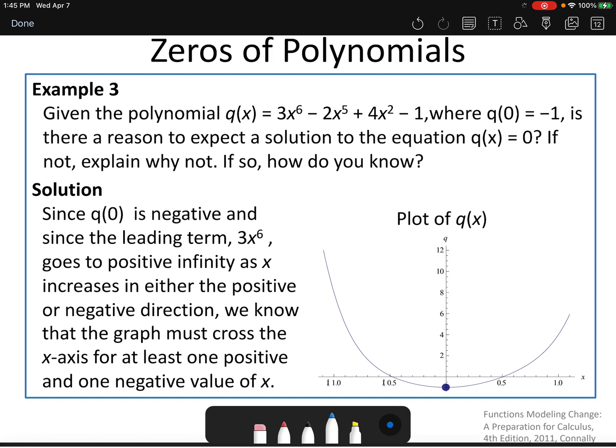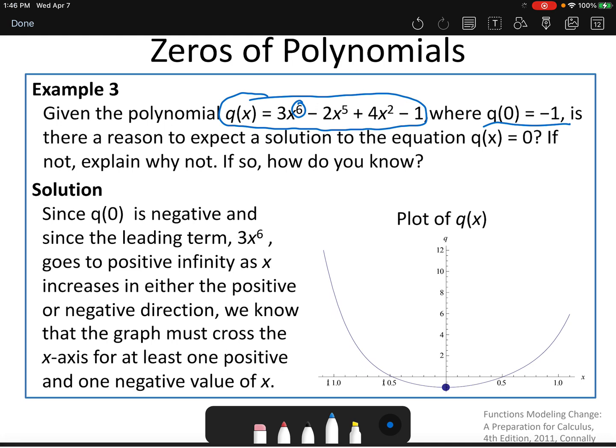Now, zeros of polynomials. So if we're given this polynomial, 3x to the sixth minus 2x to the fifth plus 4x squared minus 1. Well, obviously, if you put in 0, you get negative 1. So you know you're below the x-axis. But we also know from the 6 that it absolutely has to be some type of U-shape.